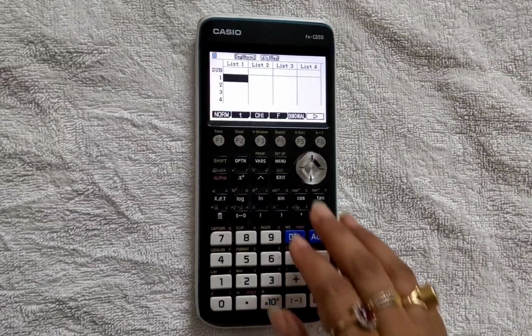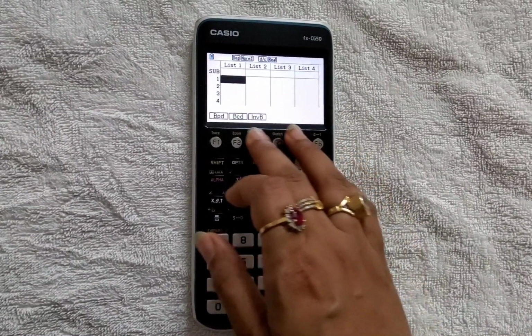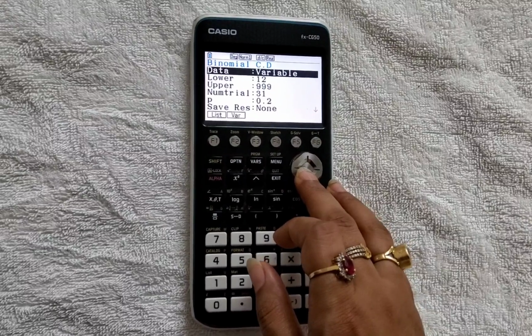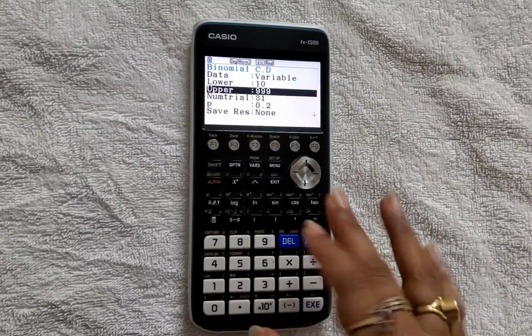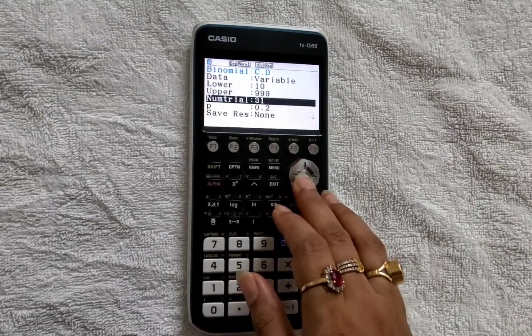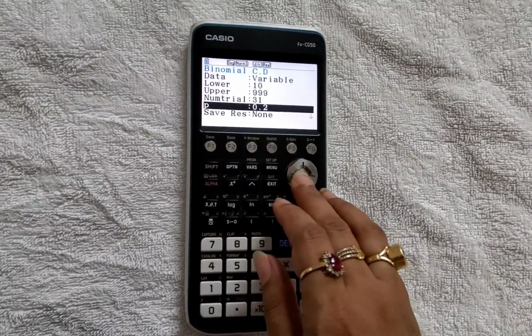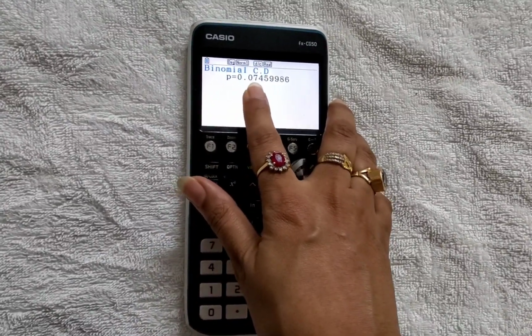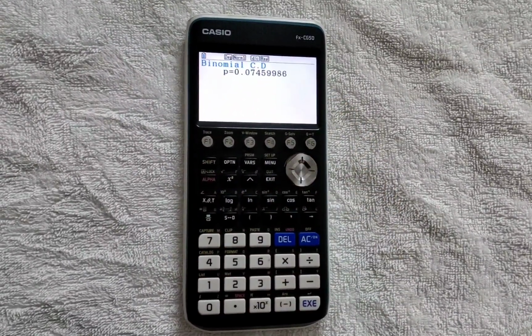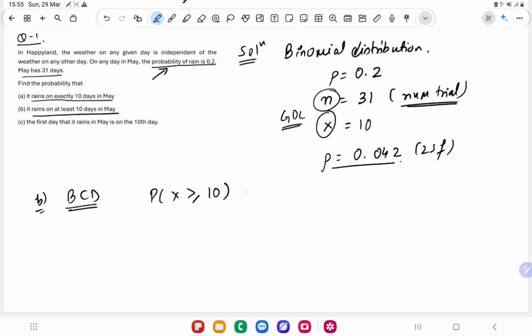We'll go in statistics, binomial, BCD. Now since it says at least 10 days, my lower will be 10, upper you can keep as 999. Num trials and probability will be the same because we are solving the same question. Then we'll execute, and we'll get 0.0745 as the probability. So I can write the answer as 0.075. Again, I am writing my answer in two significant figures.